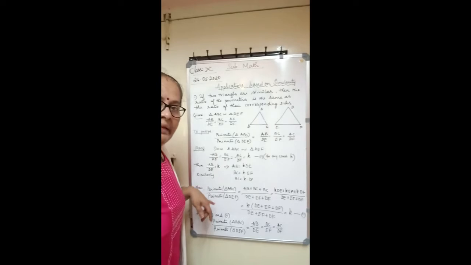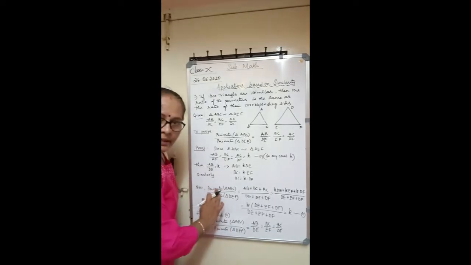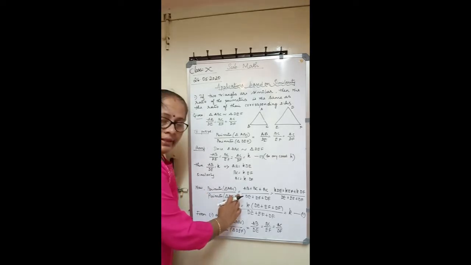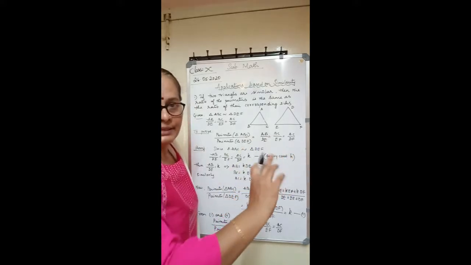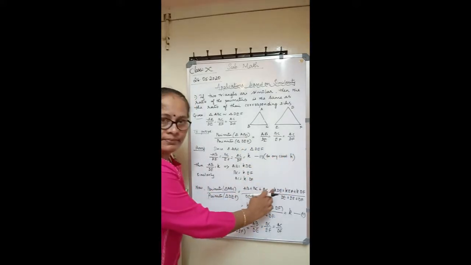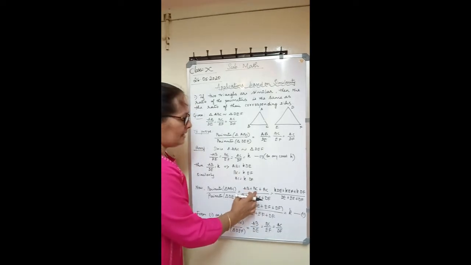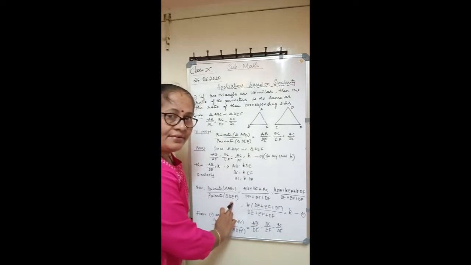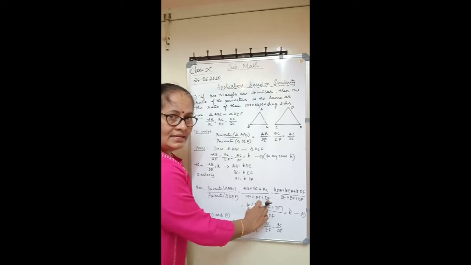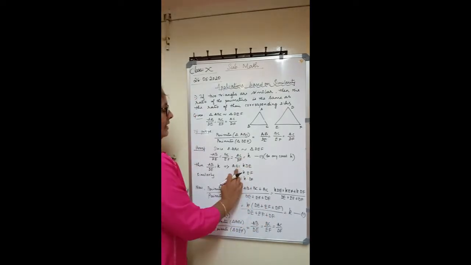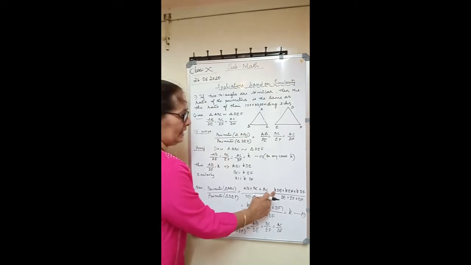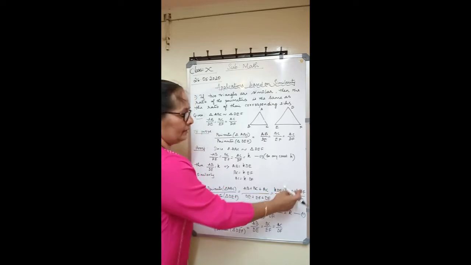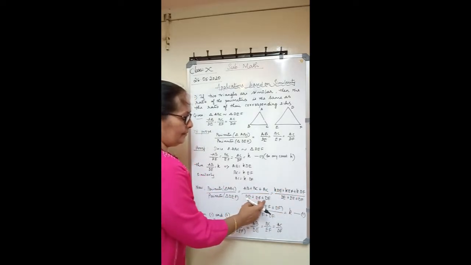Now we take the ratio of the perimeters, that is perimeter of triangle ABC by perimeter of triangle DEF. You know that perimeter is equal to the sum of the three sides of the triangle. So the sum of the three sides of triangle ABC are AB plus BC plus AC, and the sum of the three sides of triangle DEF are DE plus EF plus DF. Now, what is AB here? AB is KDE. BC is KEF. AC is KDF. Divide by DE plus EF plus DF.